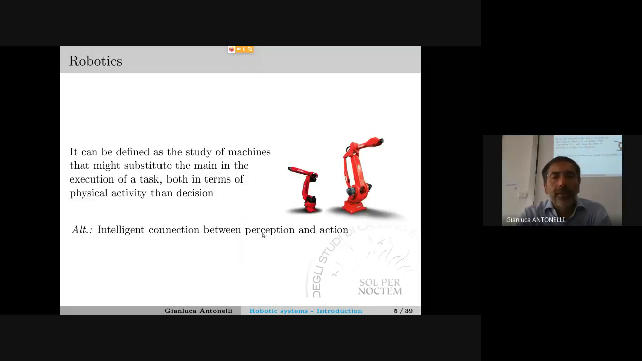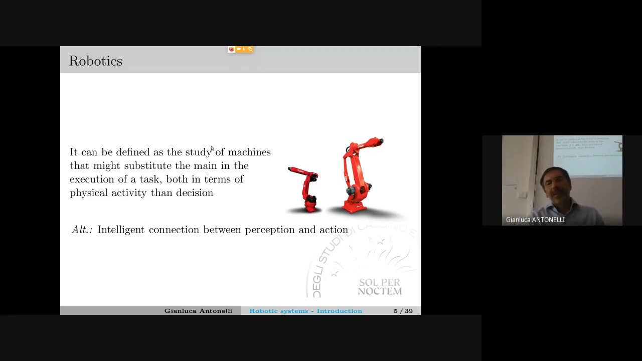Okay, for us, what is robotics? We call it robotics as the connection between perception and action. Intelligent connection, yes. This is the definition of a controller. If we remember the control loop, we have sensor, control, and actuator. For us, a robot is more or less the same. Okay, but it moves.